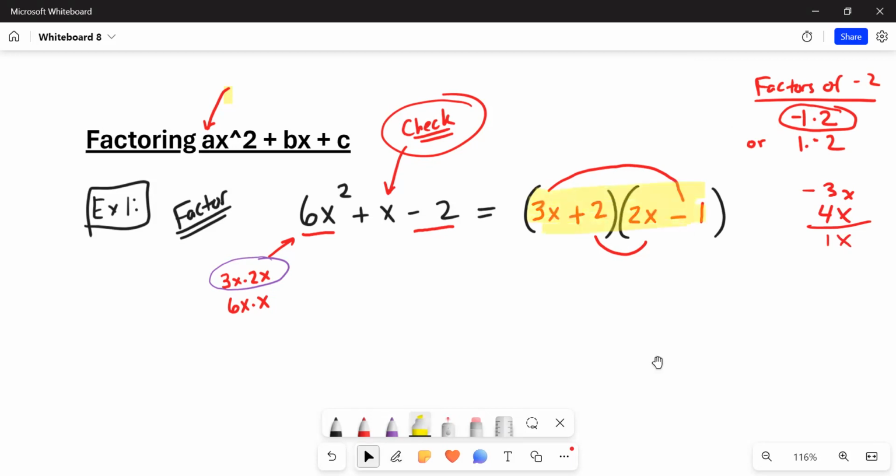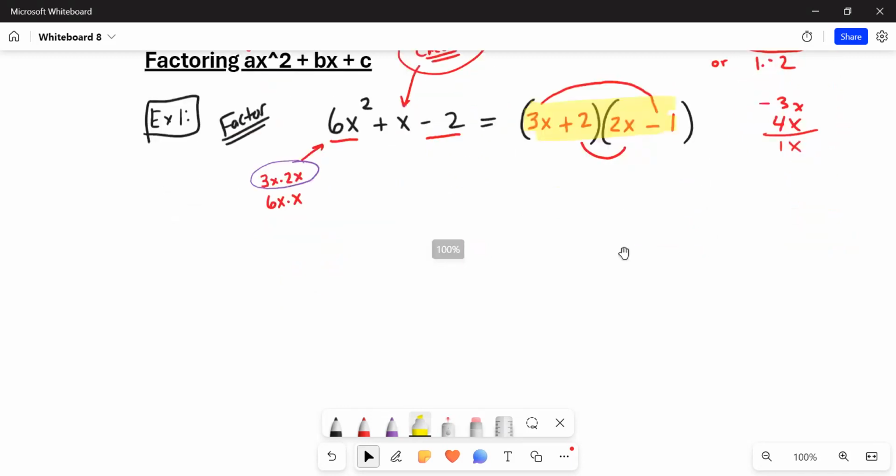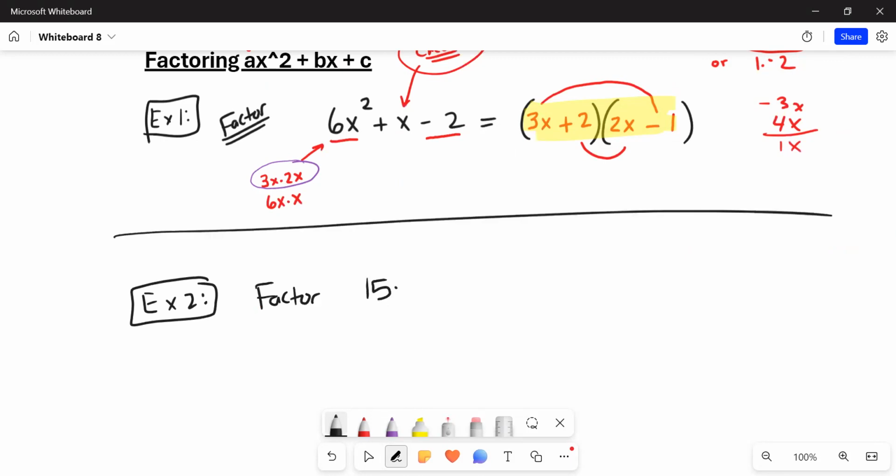I made that look kind of easy, but it's not always going to be so easy. In other words, what I mean by easy is, you won't always get it right on the first guess. Let's take a look at a second example. Maybe I won't be quite as lucky on this one. So let's factor the expression. I'll put a line here. 15x squared plus 29x minus 14.